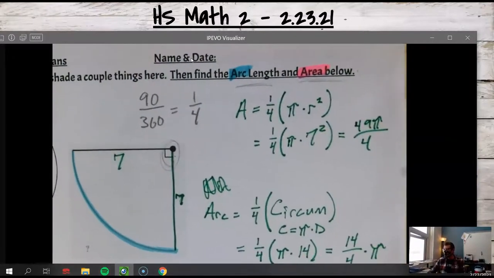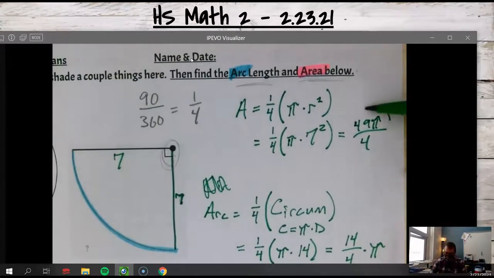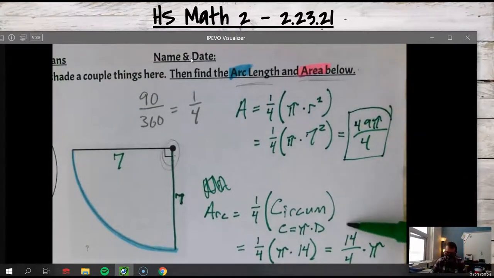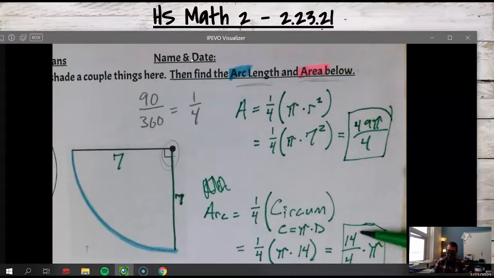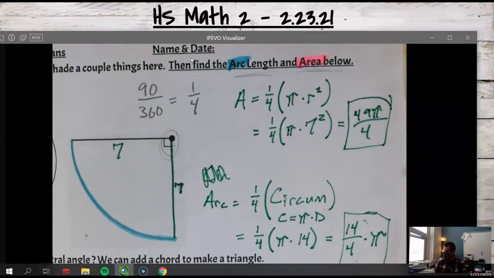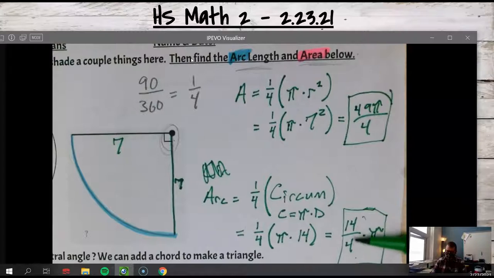We are often going to leave these values in terms of pi, guys, when it does not come out nice. So I could write this as 14 pi over 4. Or 14 fourths pi. This wouldn't be bad. This division would be, what, 3.5? So you get 3.5 pi here.